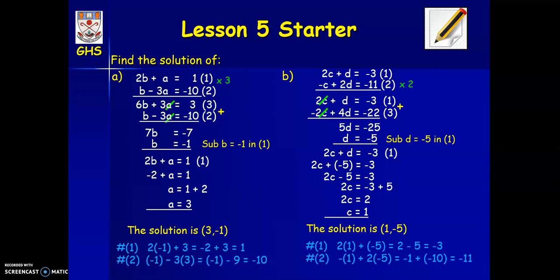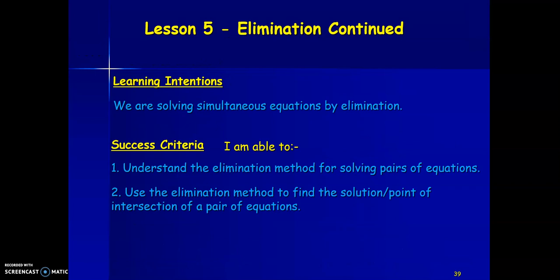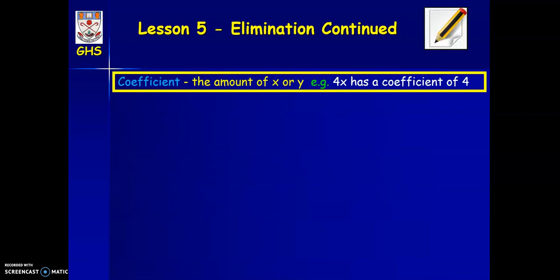Okay, let's look at today's lesson. So, our learning intentions and success criteria are exactly the same. Firstly, in lesson 5, a little definition again. So the word coefficient, this means the amount of x or y you have in a particular term. So for example, the term 4x has a coefficient of 4. So 4 is a coefficient because we have 4 lots of x.